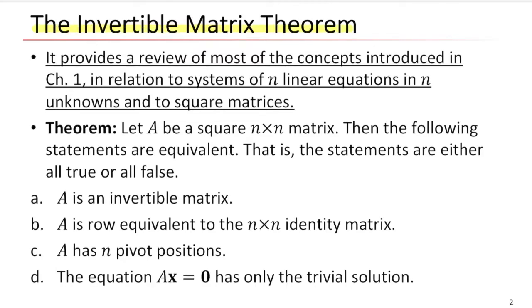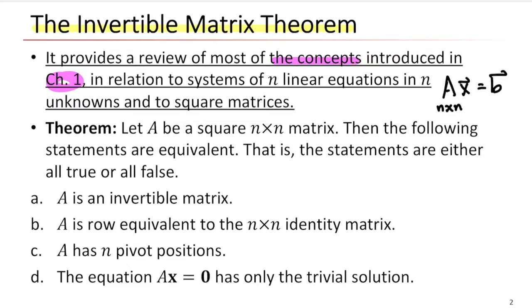Actually, this theorem is the most important theorem in chapter 1 and chapter 2 because it provides a review of most of the concepts introduced in chapter 1, related to the system of n linear equations in n unknowns. This case means something like Ax equals b, when A is an n by n matrix.